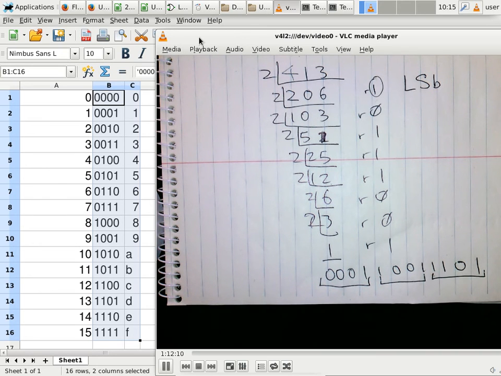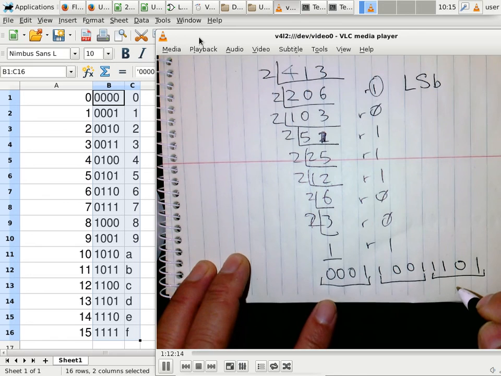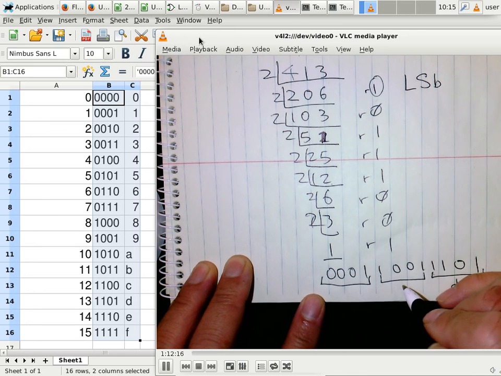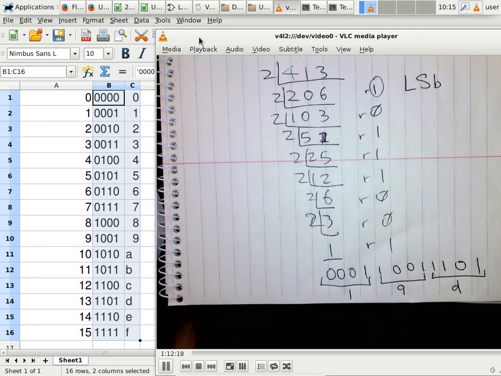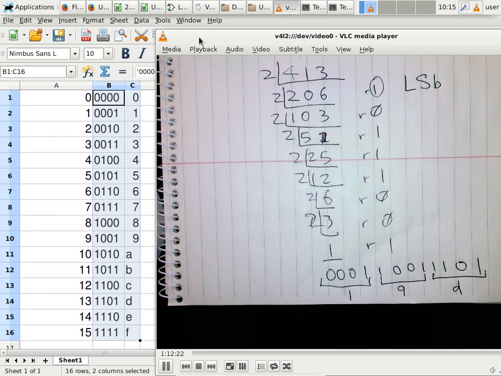1101. Look up the table. It is a D, right? 1001 is a 9, and 1 is just 1. So 19D is the hexadecimal representation of 0001, 1001, 1101 in binary, which is also what we know in base 10 as 413.